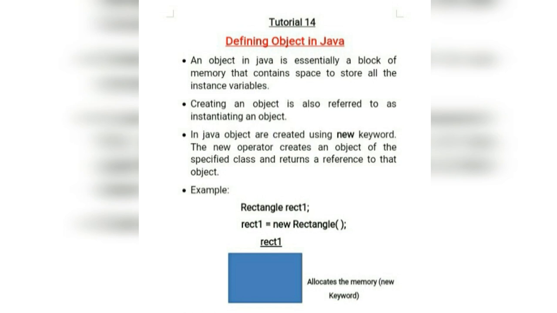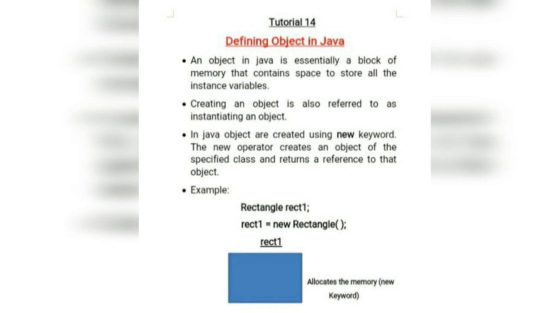Objects in Java are created using the new operator, and this new operator allocates the memory. The new operator creates an object of a specified class and returns a reference to that object. Now here I have taken an example, creating an object of type Rectangle, where Rectangle is my class, rect1 is an object. I have given a semicolon. At the next line, rect1 is equal to new Rectangle parenthesis, semicolon.